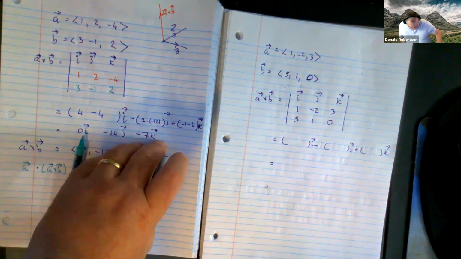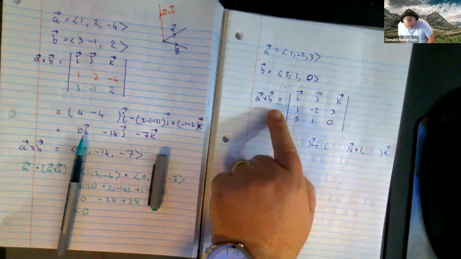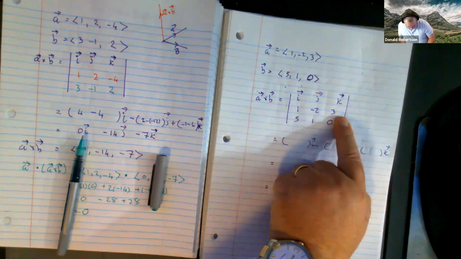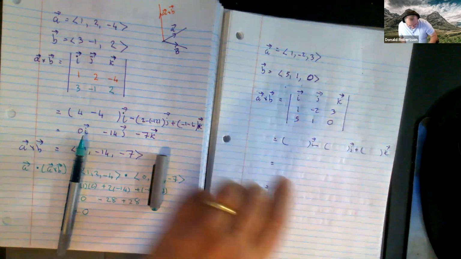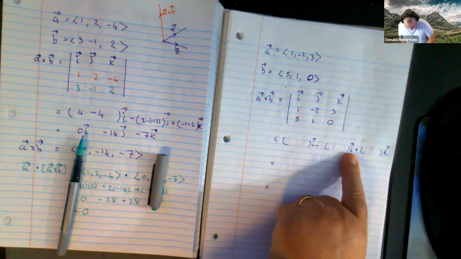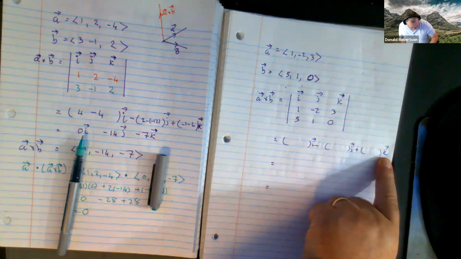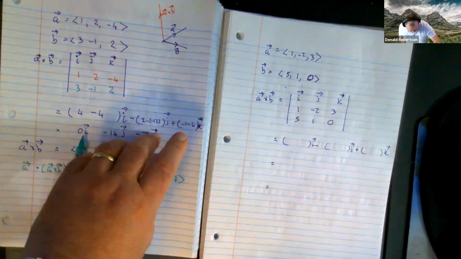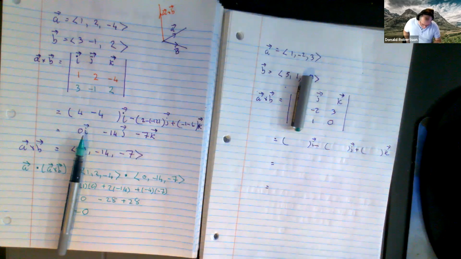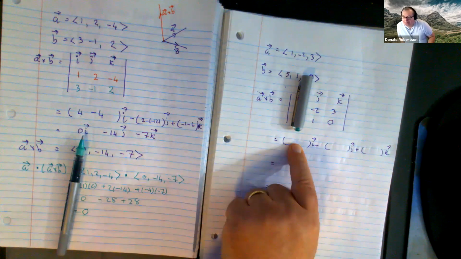Okay, here it goes. So we have I, J, K on the first row, A in the second, B in the third. It's so many I's, subtract so many J's, plus so many K's. Right, to get the I term, cover up that. Okay, what number goes here? Anybody?